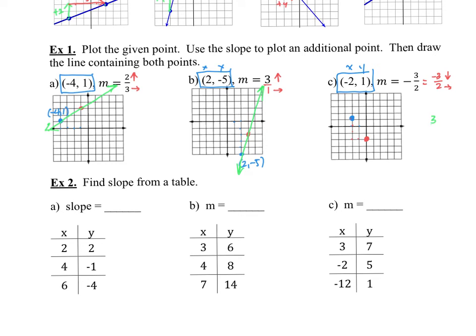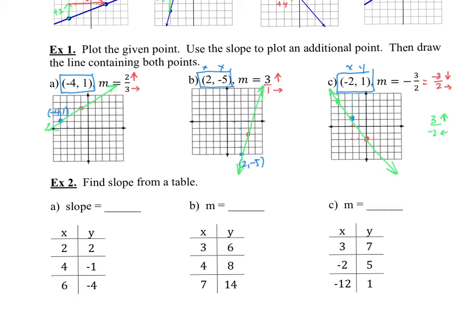Say I had done 3 over -2, which is just as correct, and sometimes it's more convenient. I would rise +3, and then instead of going right, I would go left because it would be run -2. If I start from the blue point again, if I go rise 3, 1, 2, 3, left -2, I end up over here. It's the same line. So either way you want to go is fine, whichever way is most comfortable for you. Once I connect this, I end up with the same line as someone else.